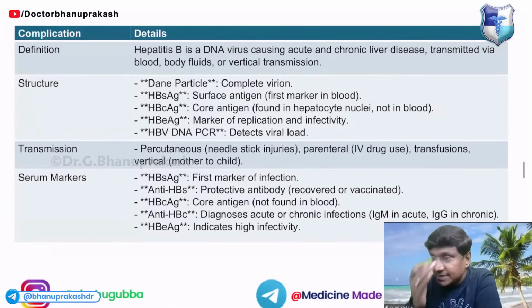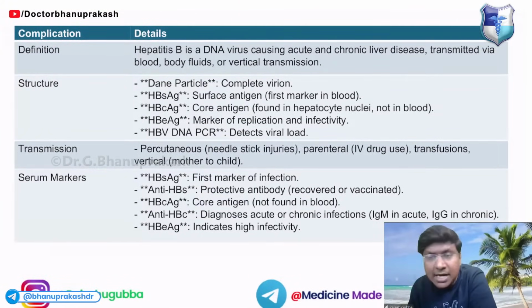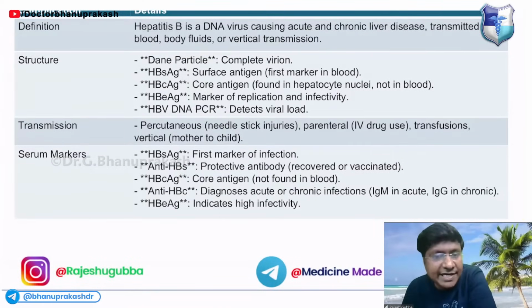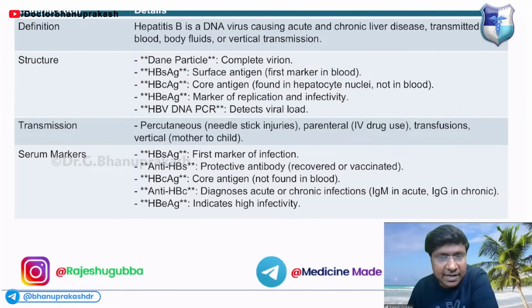What is that that will be asked very commonly on viral hepatitis? Serology is very, very important. Anyway, I will do a detailed discussion of viral hepatitis. First and foremost, the nuclear material. What is the nuclear material in viral hepatitis? It is a DNA virus.